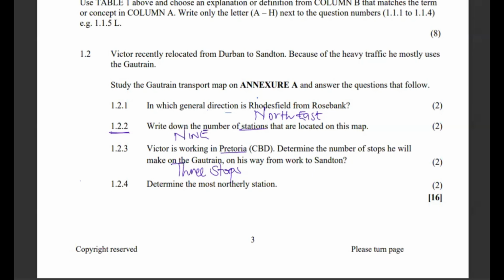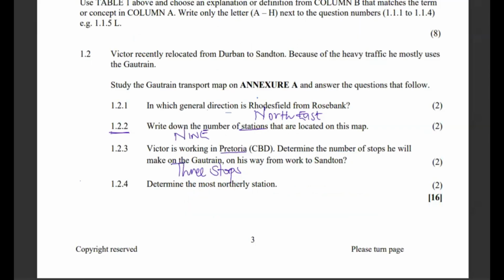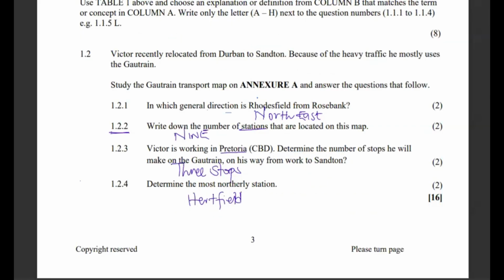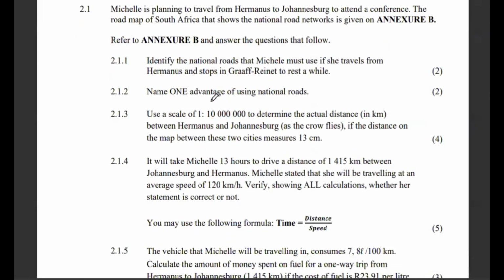Determine the most northerly station. The most northerly station, like the one in the northern part. The Hatfield Metro Rail. This is the one in the most northerly direction. Okay, Hatfield. All right, look at question number 2.